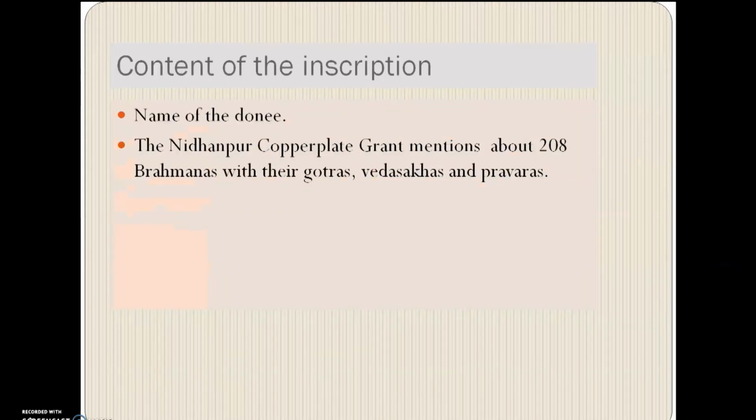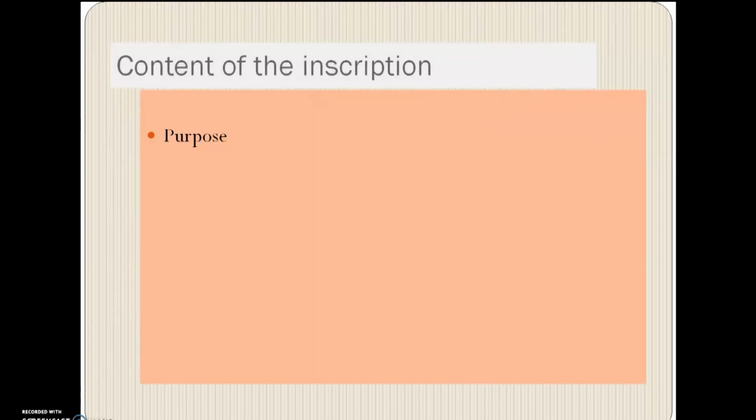It was clearly mentioned in the inscription about the donors and the beneficiaries of the land grant that they will enjoy the grant till the existence of the sun and the stars. The grant was originally meant for about 208 Brahmanas, along with their Gotras, Vedaskas and Pravaras. The purpose of the grant was religious, and it was a land grant meant for the Brahmins.